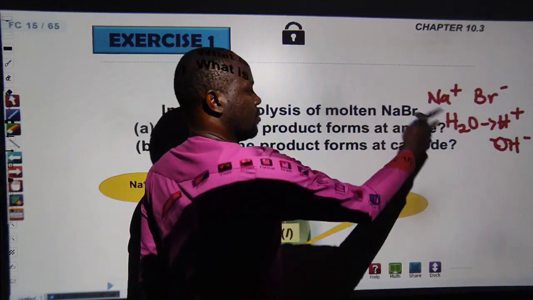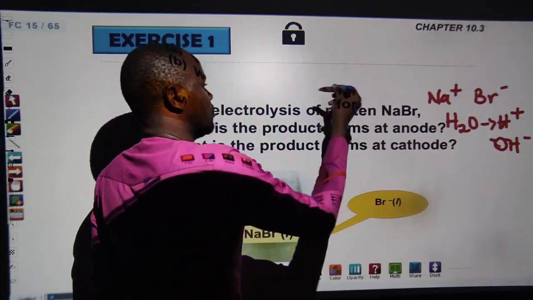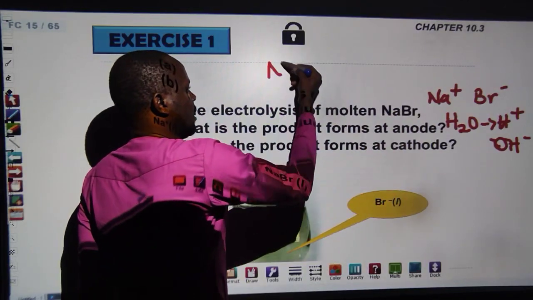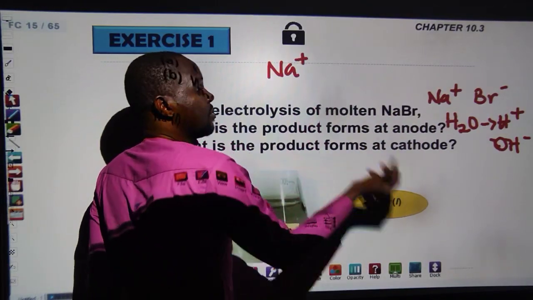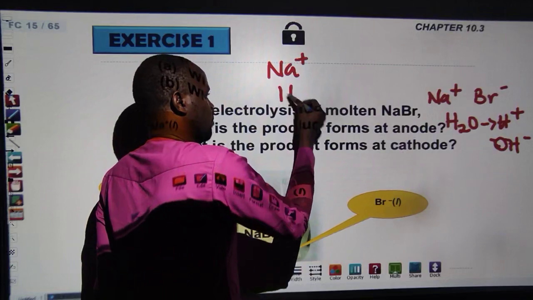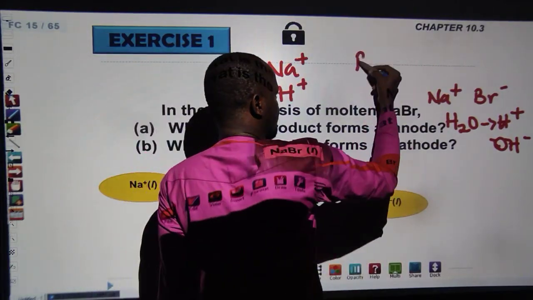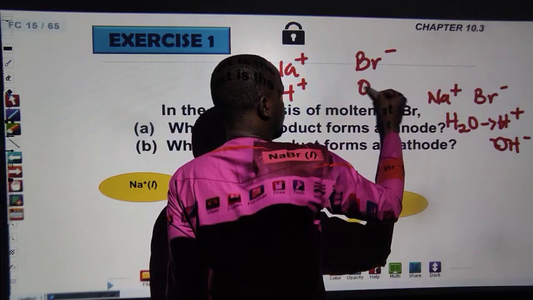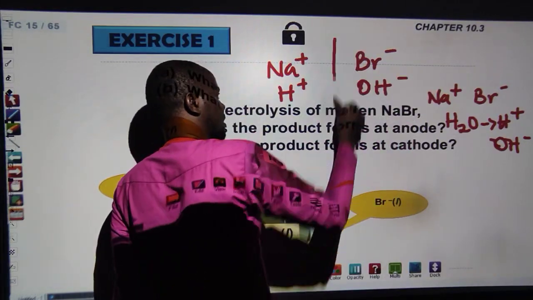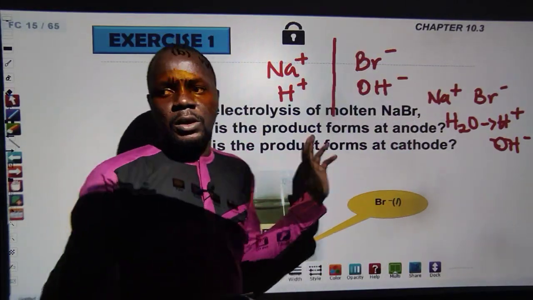So that means what you have at the cathode are both Na+ and H+. And what you have at the anode is the Br- and the OH-. These are the two compartments, your cathode and your anode.